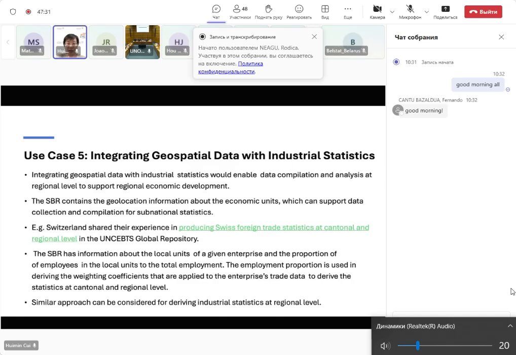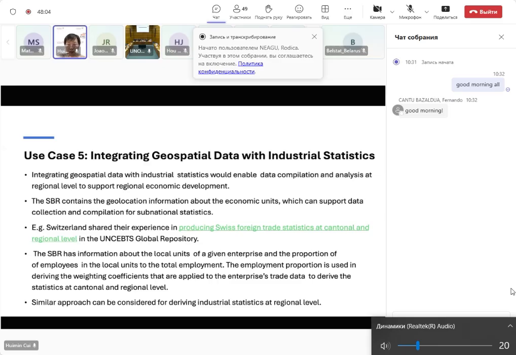So the last use case is the potential to integrate the geospatial data with industrial statistics. In the SBR, usually we maintain the location or address of the economic units. Therefore, it supports data integration of geospatial data or address data with industrial statistics. The use case for such data integration is to compile data at subnational level, such as regional level or state level, to support policy analysis to ensure regional equality or equal opportunities across regions.